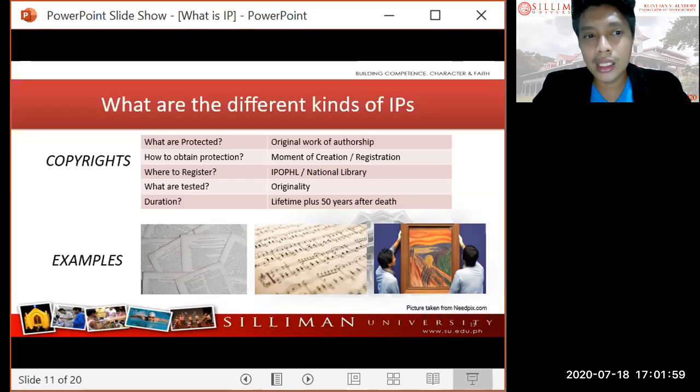The difference between this IP protection and the rest of the IP protections is that there is no need to file or deposit it with IPOPHIL or the National Library of the Philippines. Upon creation, you are entitled to copyright protection. The moment you put the lyrics of your song on a piece of paper, write the first chapter of your book, or hit the record button on your online discussion, even TikTok videos, you are entitled to a copyright.